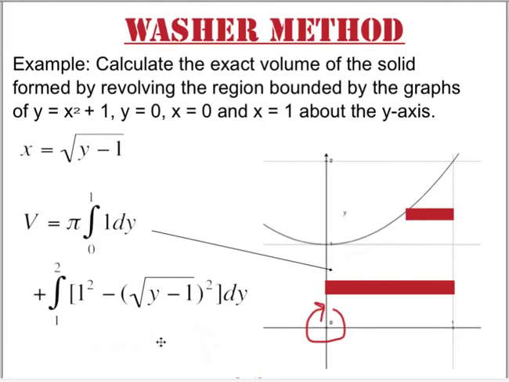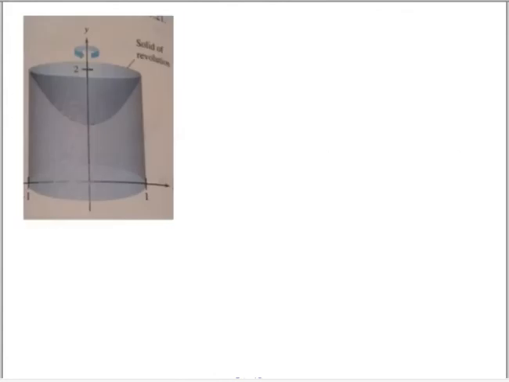When we add these together, we get pi as the volume of the disk method that we used down here. Pi over 2 is the volume that we get for the upper part, and when we add them together, we get 3 pi over 2. The picture of what this object looks like is kind of a cylinder with a little dip at the top, like a bowl at the top of a cylinder.